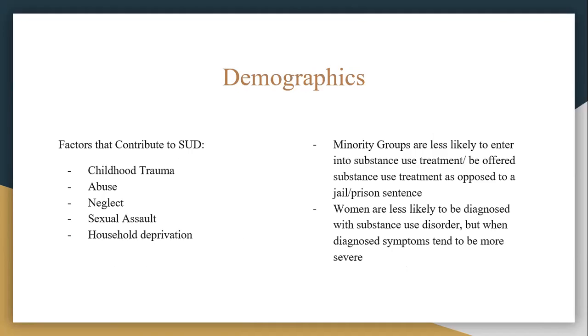For the demographics in this paper, I focused on factors that contribute to SUD, racial and ethnic differences, and gender differences. Factors that contribute to SUD include childhood trauma, abuse, neglect, sexual assault, and household deprivation. Minority groups are less likely to enter into or be offered substance use treatment as opposed to a jail or prison sentence. Women are less likely to be diagnosed with substance use disorder, but when diagnosed, it tends to be more severe than their male counterparts.